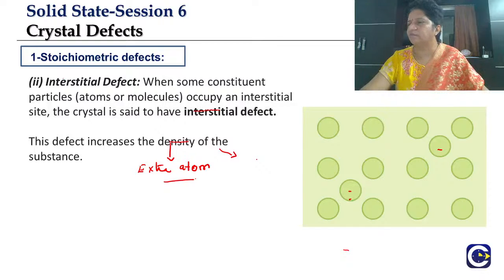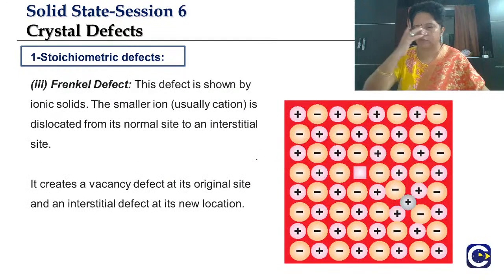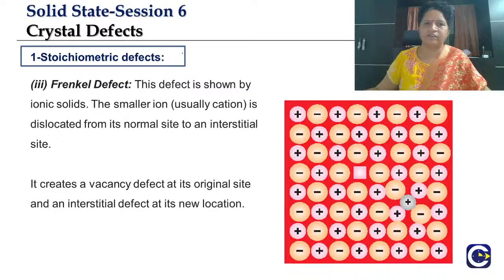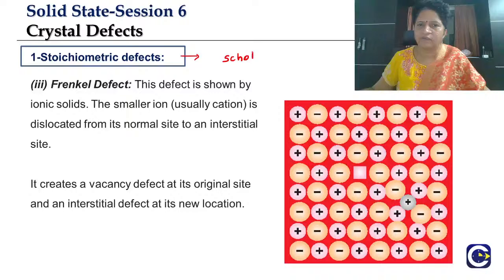Is it clear? Shall we go to the next slide? Okay. We have seen stoichiometry defects. In the first tabular column we have two defects. One is Frenkel, the other one is the Schottky defect. We have Schottky and Frenkel defects.